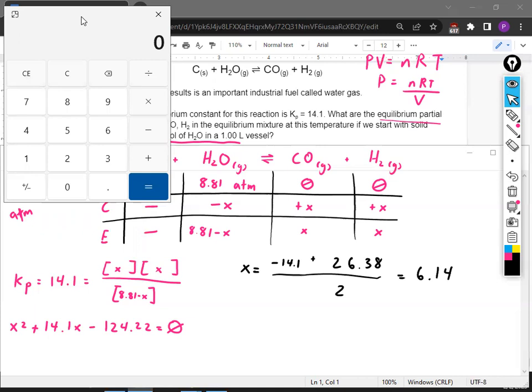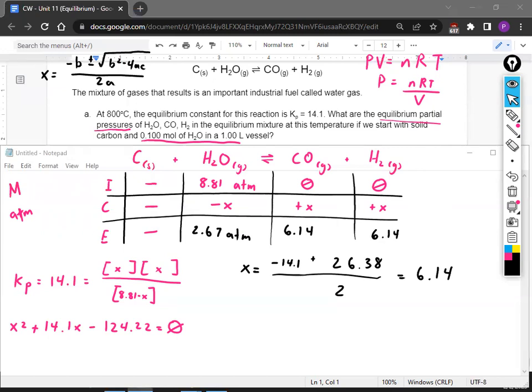We need to find the equilibrium pressure. So 8.81 minus 6.14 is going to give us 2.67 for the pressure of water vapor. Okay, and then we're going to have the same equilibrium pressures for carbon monoxide and hydrogen gas. And there you go. That is going to be part A. Yeah, that was part A.